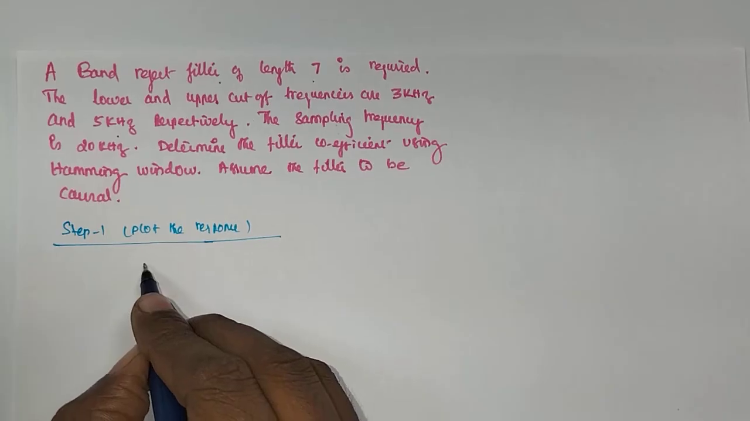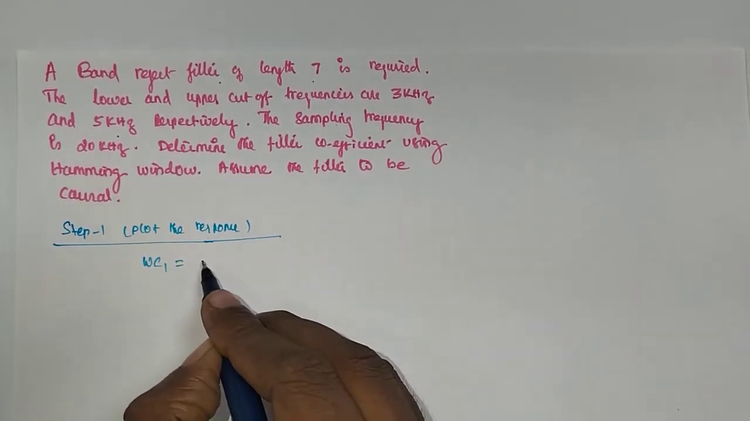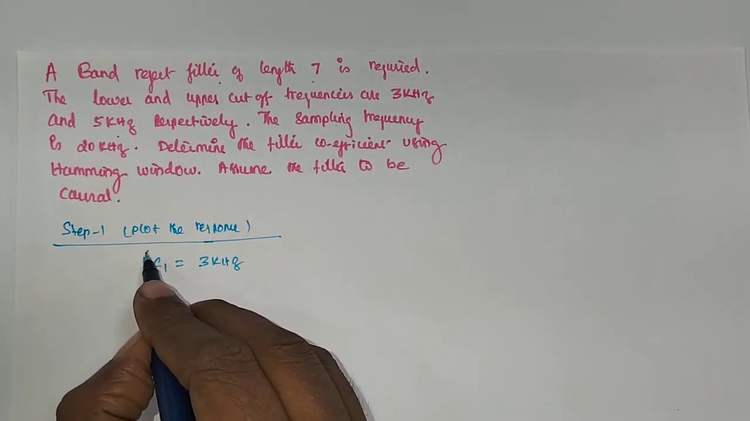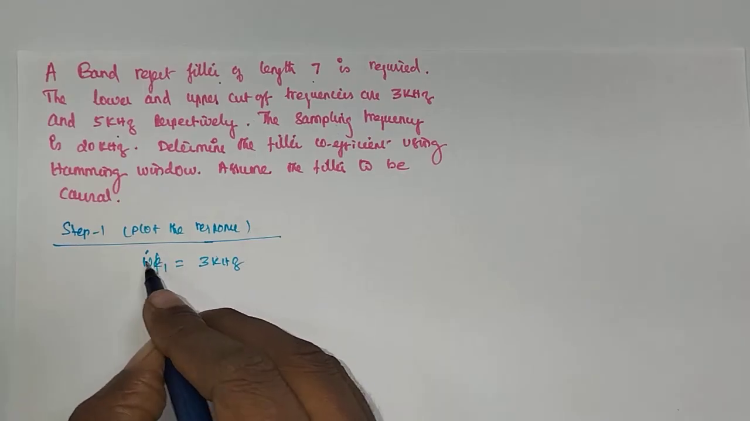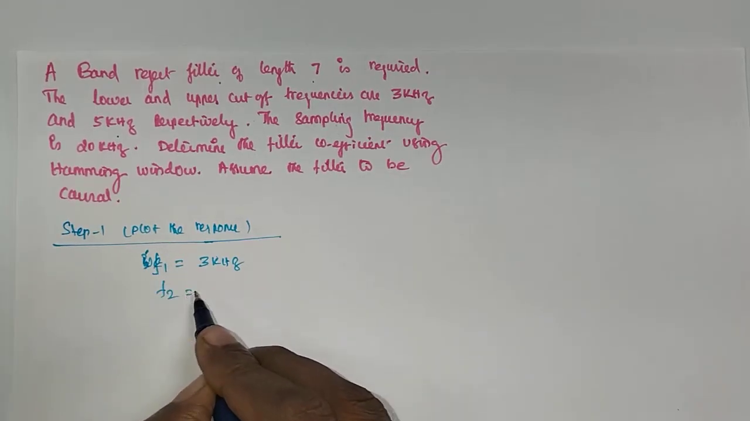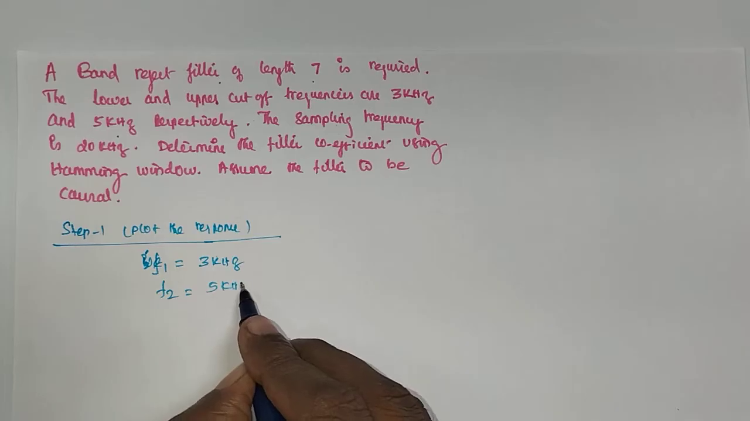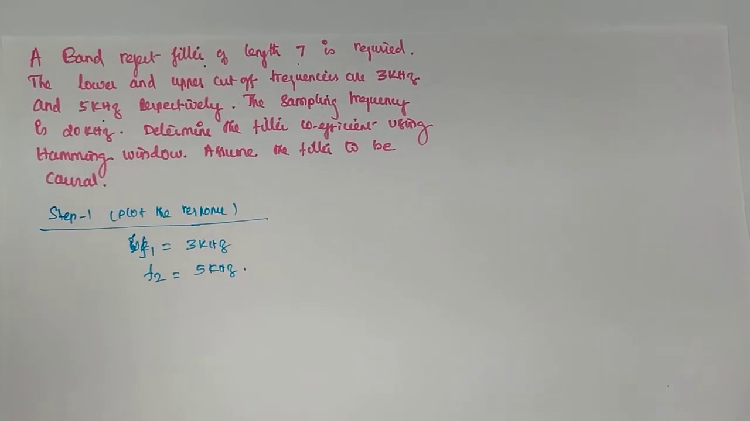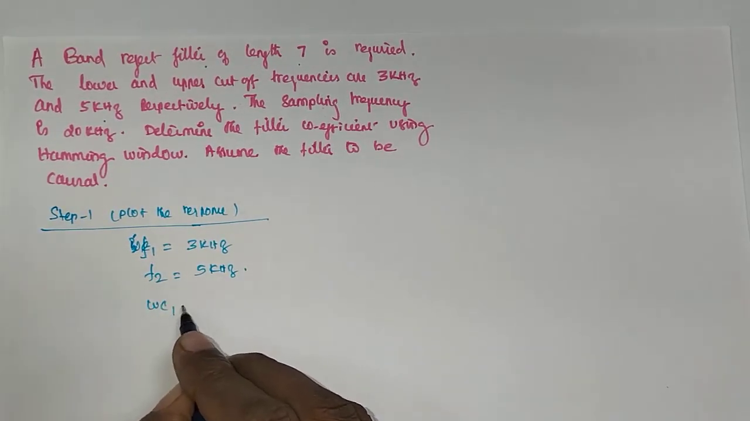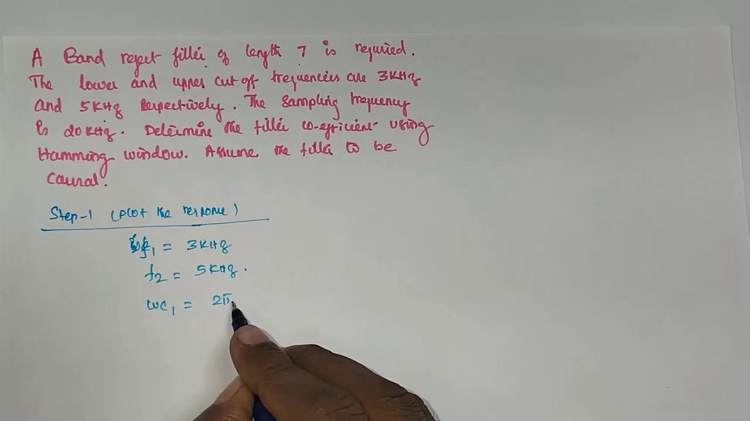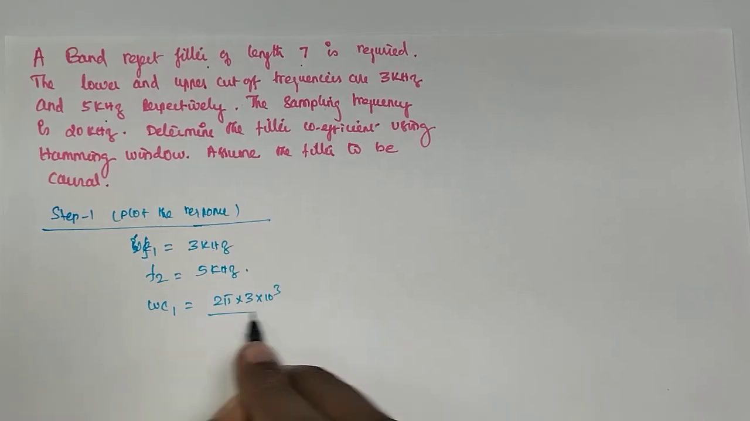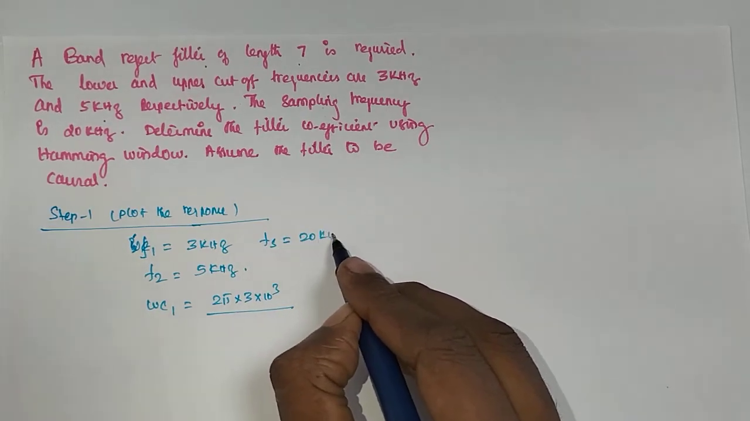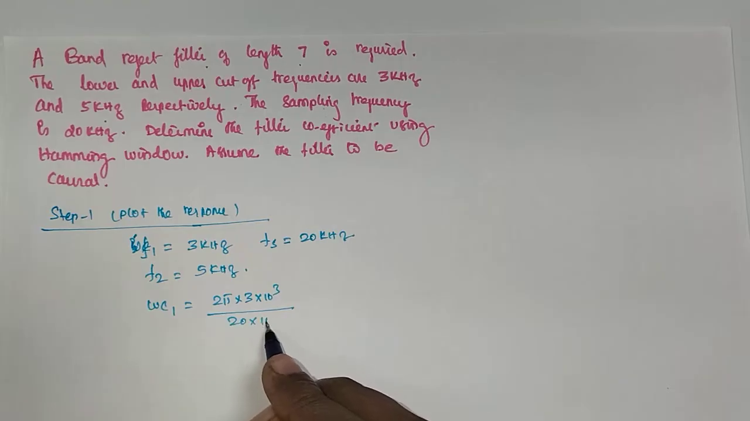Here the cutoff frequency is given as, let the lower cutoff frequency be F1 equal to 3 kilohertz, and the upper cutoff frequency be 5 kilohertz. From this you have to find the cutoff frequencies in radians per second. That is omega C1 is equal to 2 pi into 3 into 10 power 3 divided by the sampling frequency Fs, which is 20 kilohertz, that is 20 into 10 power 3.